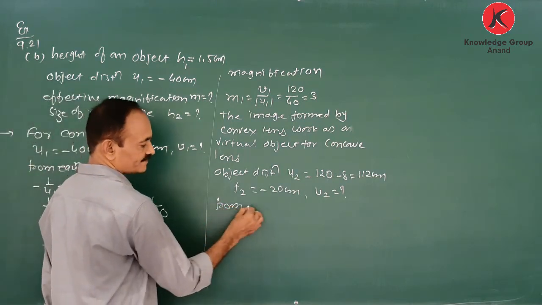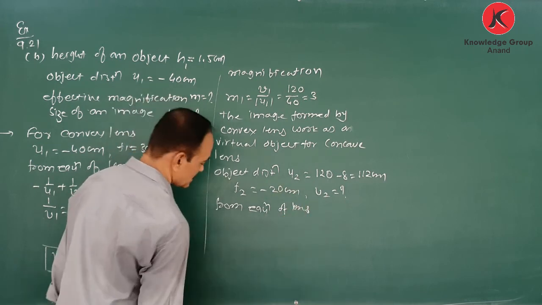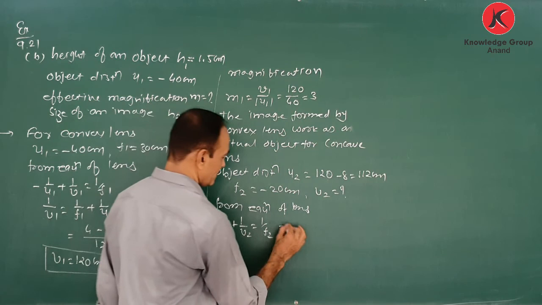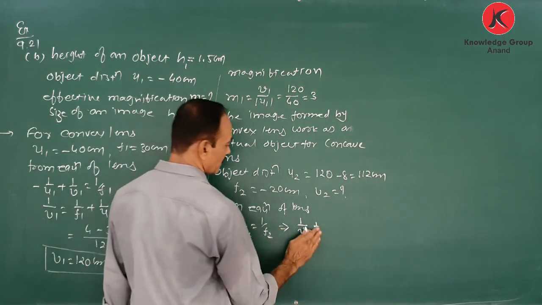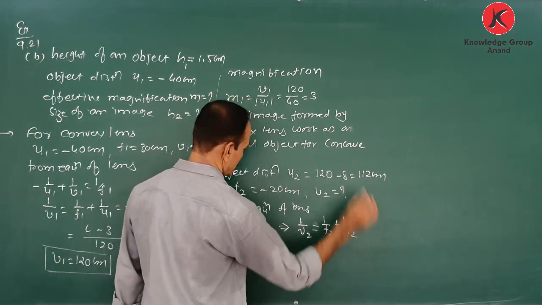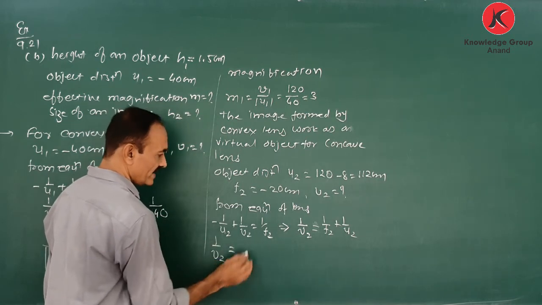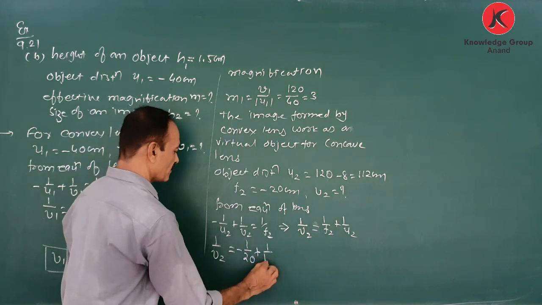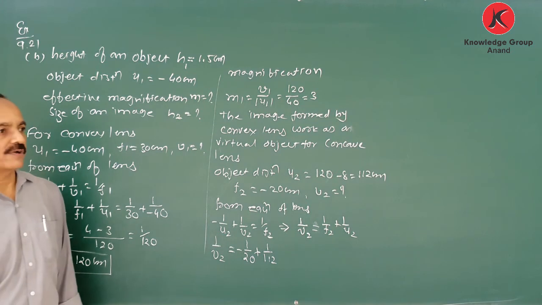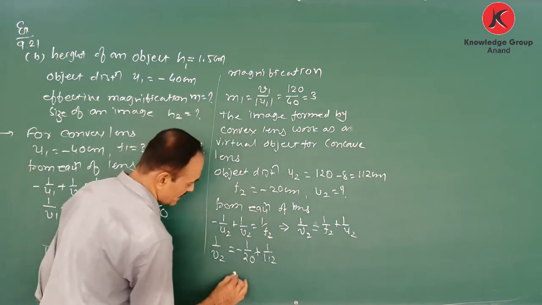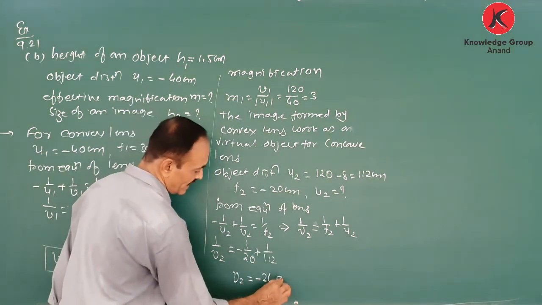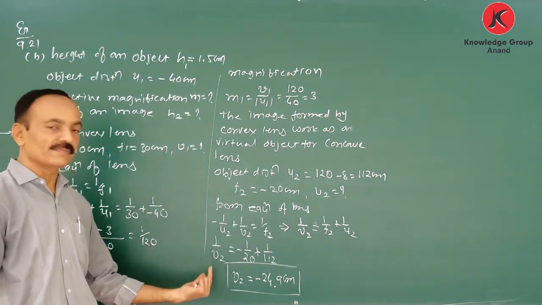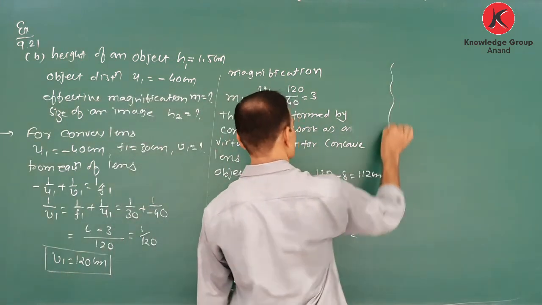From the equation of lens, minus 1 upon u2 plus 1 upon v2 is equal to 1 upon f2. Therefore, 1 upon v2 is equal to 1 upon f2 plus 1 upon u2. Substitute the value: 1 upon v2 is equal to minus 1 upon 20 plus 1 upon 112. Therefore, as it is simplified, we obtain the value of v2 as minus 24.9. Therefore, v2 is equal to minus 24.9 centimeter. So here, the image is formed on the left side of this combination, right? Okay.